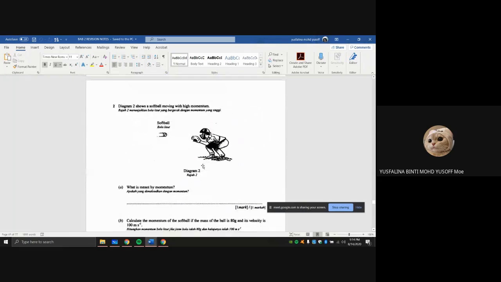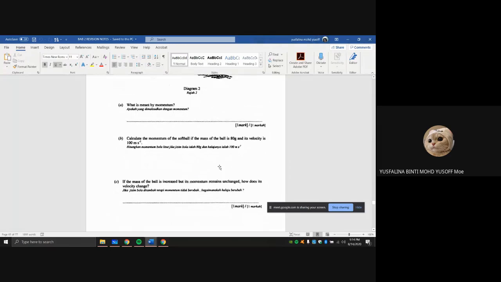Number 2. What does it mean by momentum? This one is mass multiplied by velocity. And then the next question asks you to calculate the momentum of the softball if the mass of the ball is 80 gram and its velocity is 100 m s^-1.